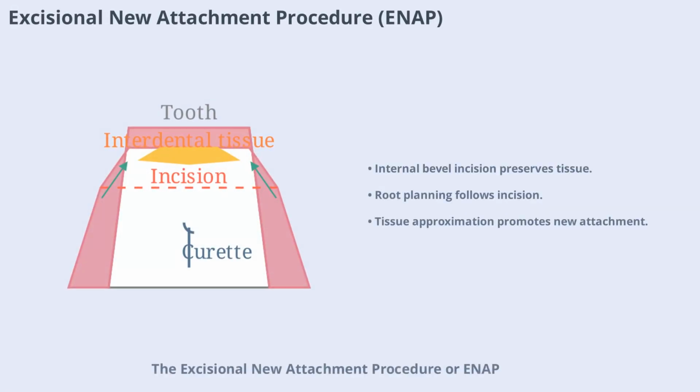The excisional new attachment procedure, or ENAP, is a specialized technique that involves an internal bevel incision. This approach preserves interdental tissue and is followed by root planing and tissue approximation. ENAP is designed to promote new attachment of the gingiva to the tooth, enhancing periodontal health and stability. It is particularly useful in cases where traditional curettage may not be sufficient.